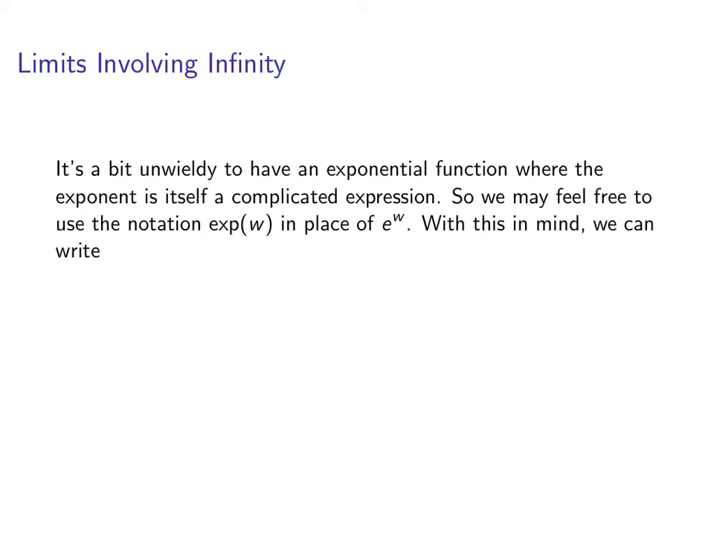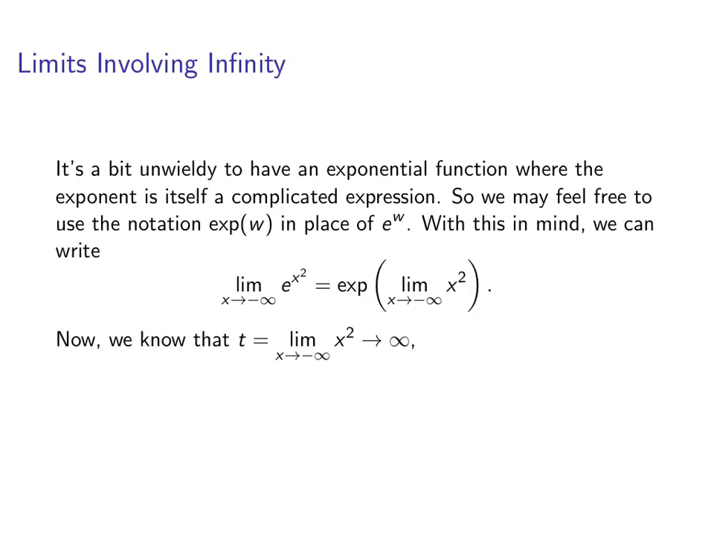All right, so with that in mind, we'll write the limit as x approaches minus infinity of e to the x squared is equal to exp of the limit as x approaches minus infinity of x squared. Now if we call t this limit, that thing is going off to infinity, and so the limit as x approaches minus infinity of e to the x squared is equal to the limit as t goes to infinity of e to the t, that's infinity.